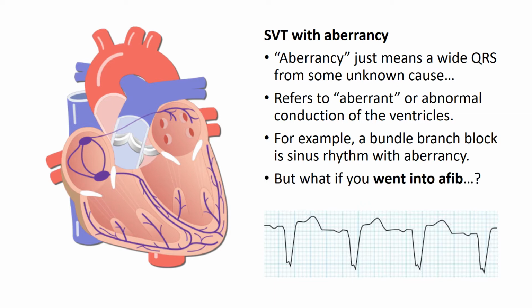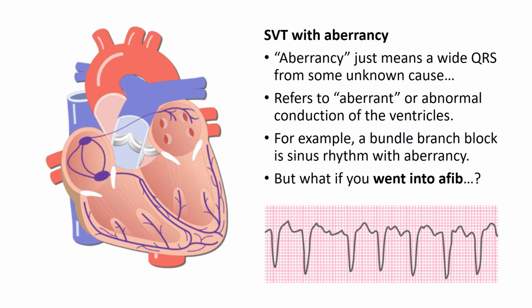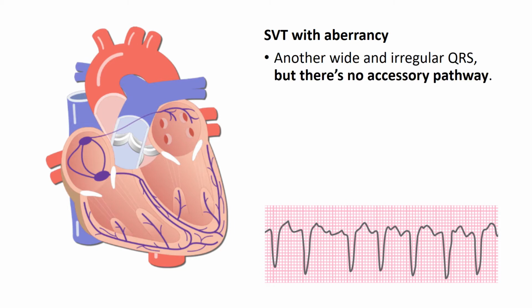Now here's the catch. What if this person with this left bundle branch block went into atrial fibrillation? Well, then you'd end up with a pattern that looked like that. And now you've got something that's wide and irregular. And that should trigger you to think, well, maybe this is Wolff-Parkinson-White. So this is another wide and irregular QRS complex, but there's no accessory pathway in here, right? This is just AFib with a left bundle branch block. So technically, AV node blockers are safe here. And if you wanted to rate control this person, that would be how you do it.